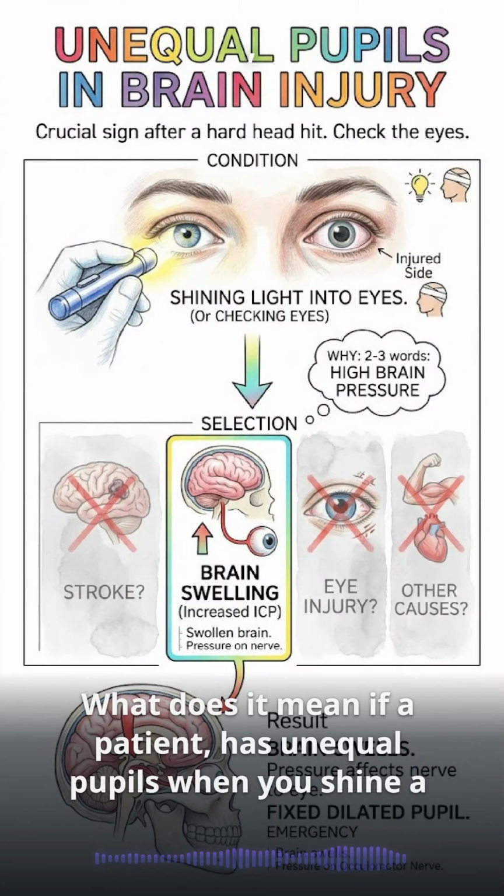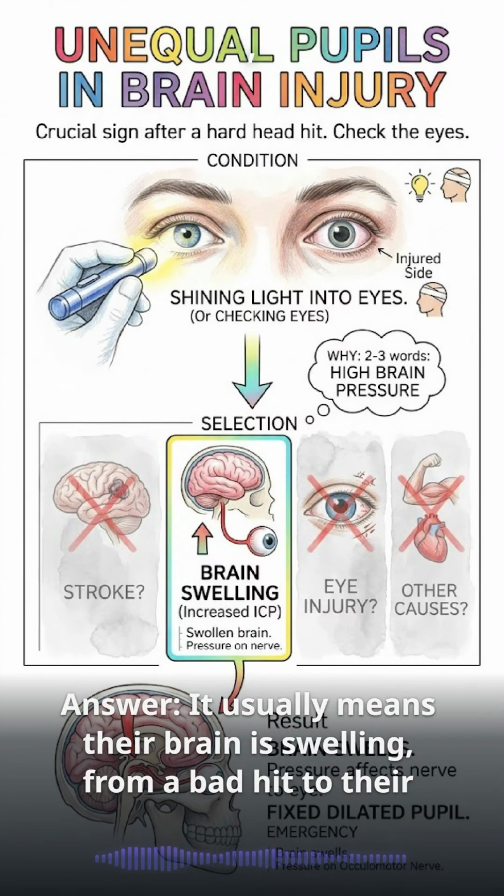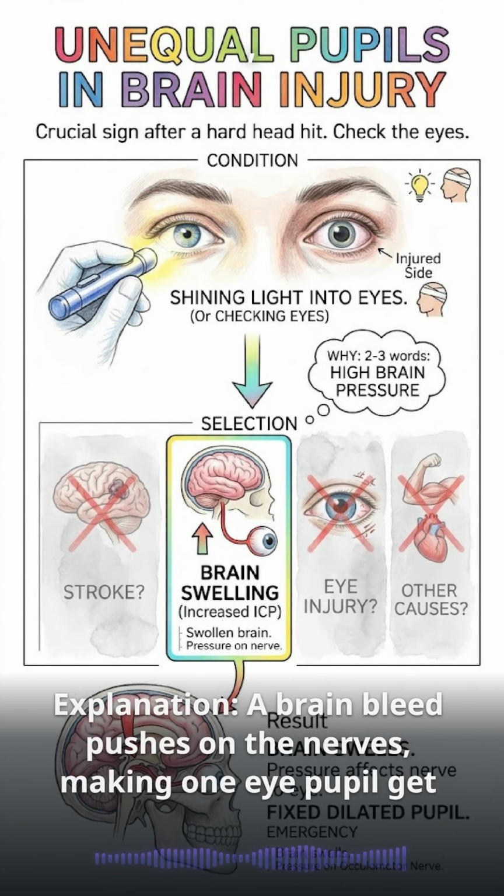17. What does it mean if a patient has unequal pupils when you shine a light? It usually means their brain is swelling from a bad hit to their hard head. A brain bleed pushes on the nerves, making one eye pupil get very big suddenly.